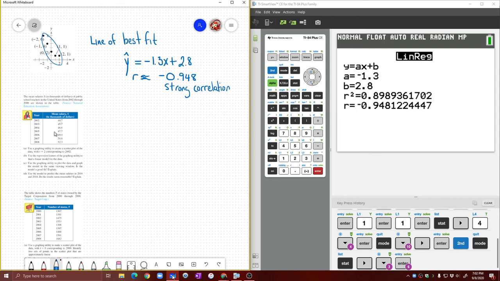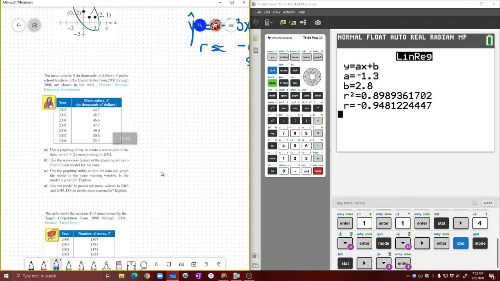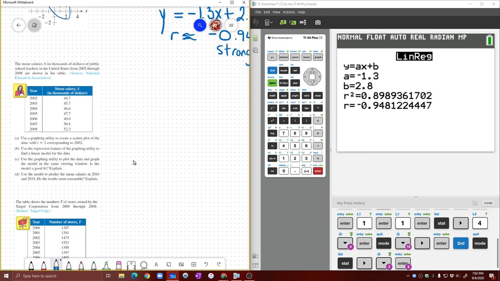All right, so now we move on to question number 20. Let's zoom in here because I want to read this question. It says the mean salary in thousands of dollars of public school teachers in the United States from 2002 to 2008 are shown in the table. So we have mean salary in thousands of dollars, and our years over here. Use a graphing utility to create a scatter plot of the data with t equals 2 corresponding to 2002.